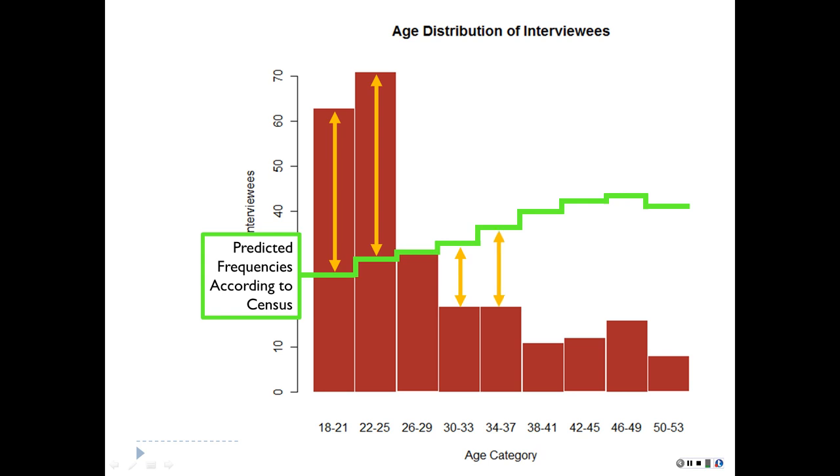So these are all deviations. These are all wrongness. Those wrongnesses add up a lot. So the chi-square goodness of fit test for whether my observed frequencies fit the expected frequencies according to the census values, and that would be the null hypothesis, this green line, that chi-square would almost certainly be rejected pretty hard. The null hypothesis would be rejected. This would be a significant result.